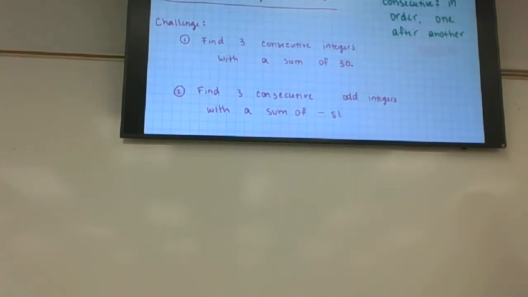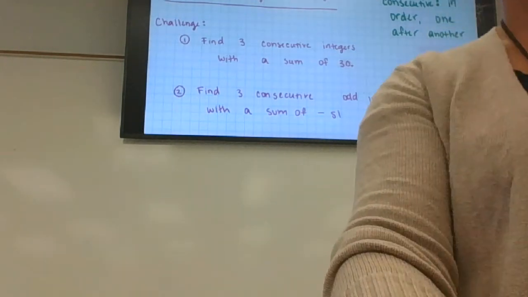No. Numbers that go in order, like consecutive. You got them? You got the same ones? So 9, 10, and 11. So those weren't too difficult because 30 is kind of a small number, really. So I'll show you the process of doing that if you're unable to come up with them.